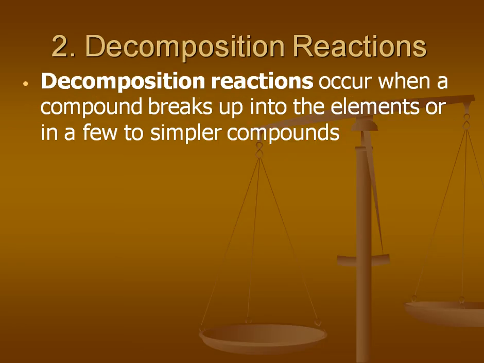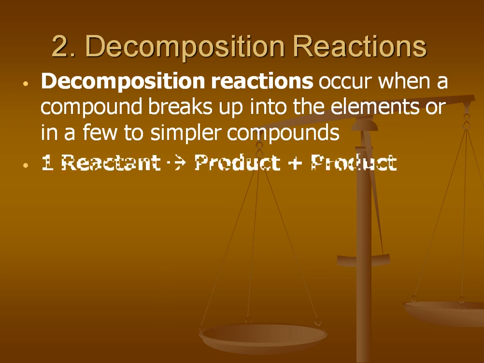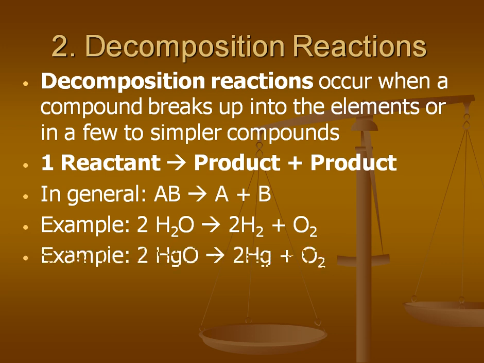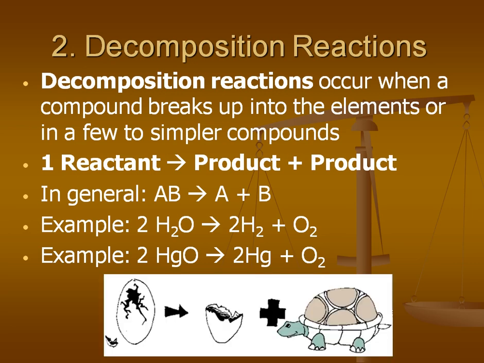Now, decomposition reaction. Decomposition reactions occur when a compound breaks up into the elements or into simpler compounds. One reactant, two or more products. In general, AB convert into A plus B, meaning a molecule of a compound decomposes into the molecules of elements or simpler compounds. Example, water decomposes into hydrogen and oxygen. Another example, mercuric oxide decomposes into mercury and oxygen.